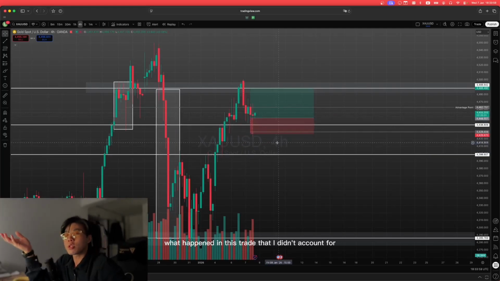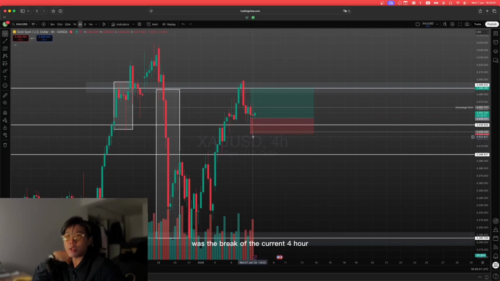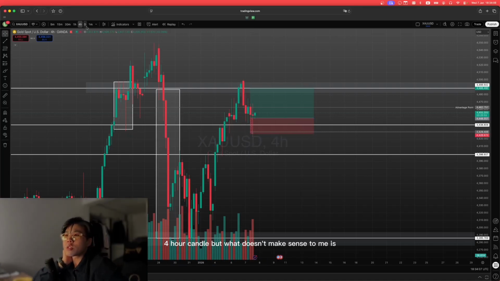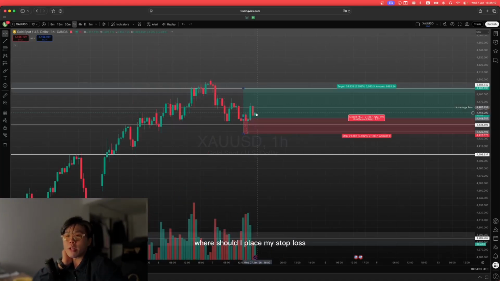So what happened in this trade that I didn't account for was the break of the current 4-hour. Now looking at it, it makes sense that you broke the previous 4-hour candle. But what doesn't make sense to me is where I should place my stop loss.